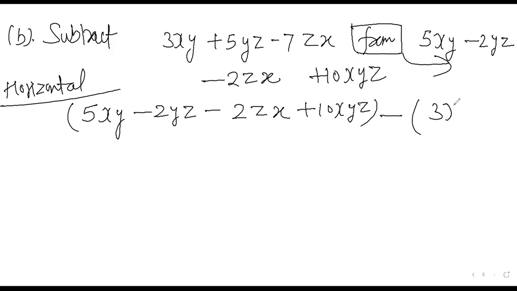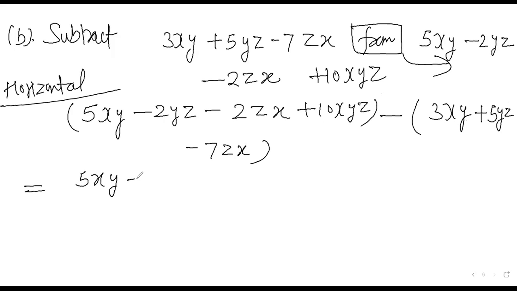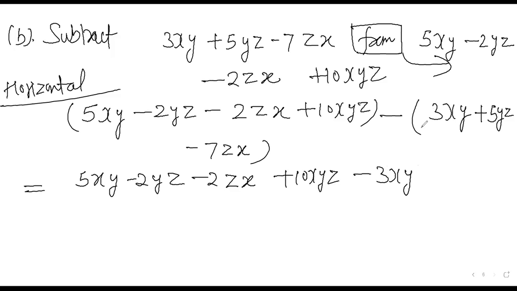Minus 3xy plus 5yz minus 7zx. Now the sign of the later expression will be changed. 5xy minus 2y. The first one is written as it is, copied. 2zx plus 10xyz minus 3xy. The sign of this will be changed: minus 5yz plus 7zx.